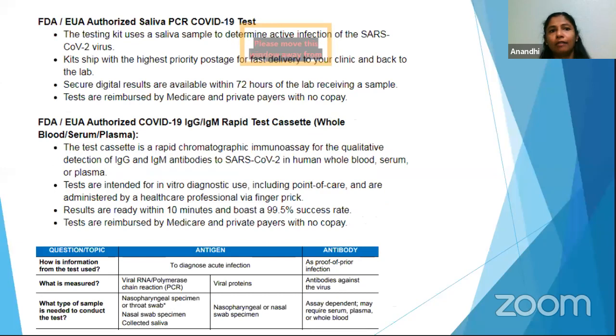So this is a test I was telling you about. There are two types of tests. One is the saliva test, with the nasopharyngeal swab. The other one is the blood serum test, which is the antigen test and the antibody test. So there are two tests.